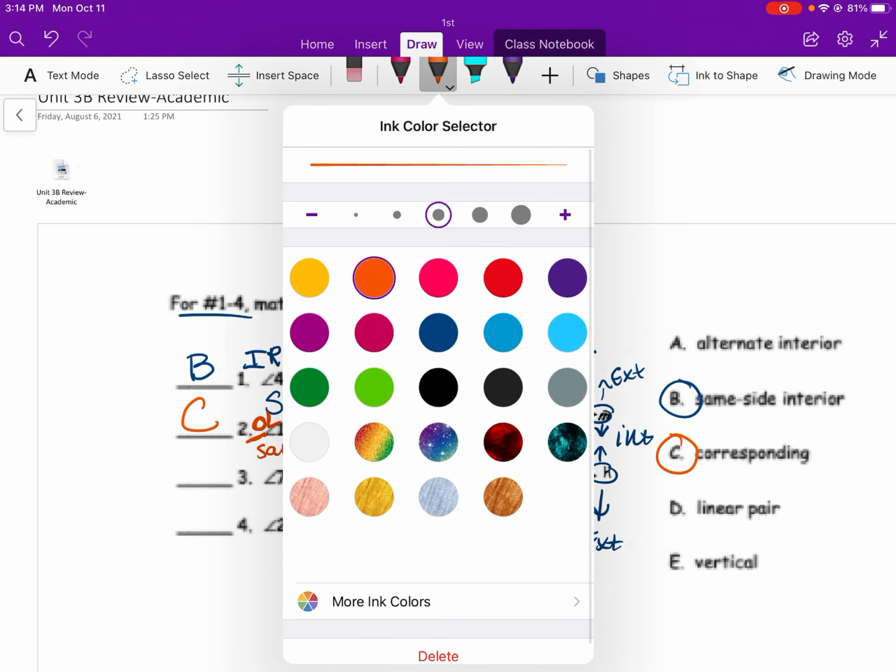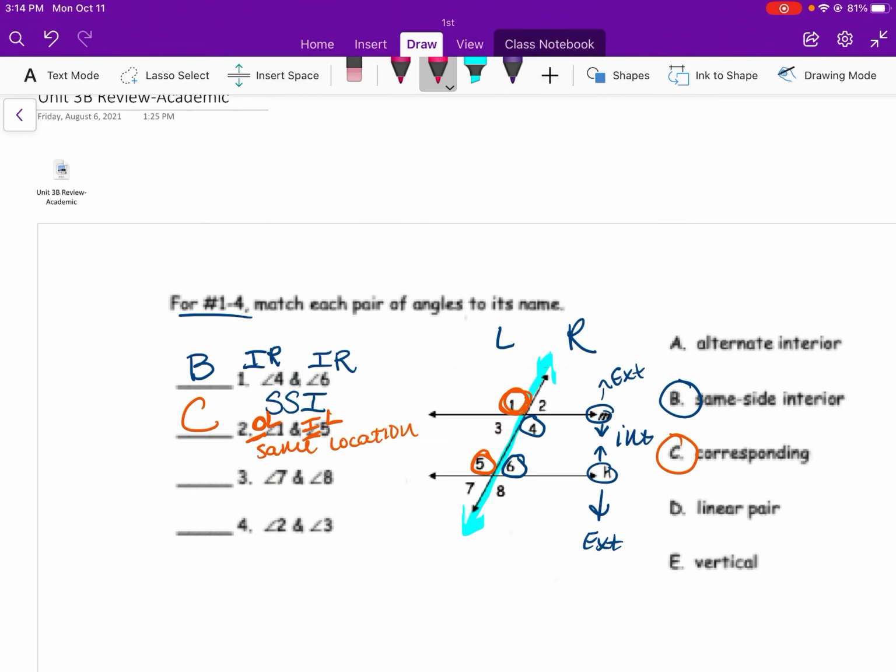Now I go down to question 3. Question 3 I'll do in pink. So I look at angle 7 and angle 8. Now, the first thing that I notice is that angle 7 and angle 8 exist at only one intersection. Okay, that's important because when I'm thinking about angles for one intersection, I only have 2 terms, and it's either going to be vertical or linear.